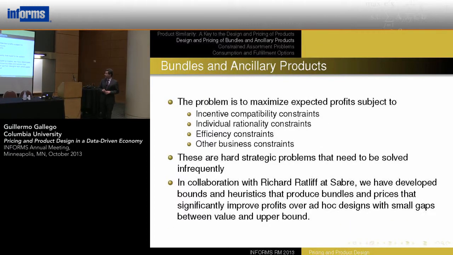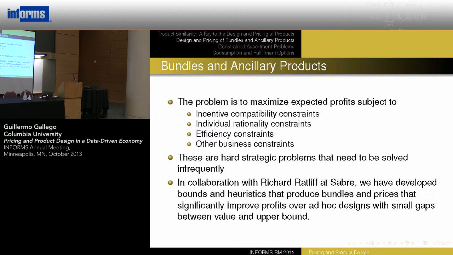So the problem is to maximize the expected profit subject to a bunch of constraints. You want incentive compatibility, individual rationality. This efficiency constraint is a no arbitrage constraint, and perhaps other business constraints. So these are hard strategic problems that need to be solved infrequently. An airline is not solving this problem every day. So we developed bounds and heuristics that produce bundles and prices that significantly improve profits over ad hoc designs, with fairly small gaps between the value and the upper bound.